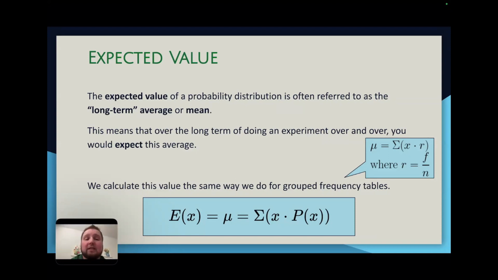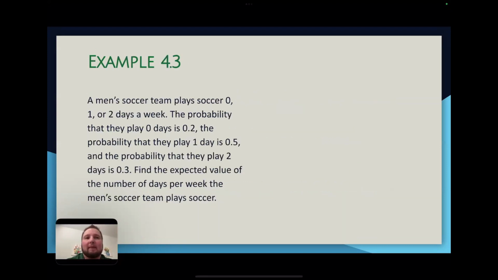The only difference is if you do this for a probability distribution, you'll notice that the TI-84 will only give you a population standard deviation. The calculator recognizes that it's a probability distribution, and so it's a population value instead of a sample value. We're going to go ahead and do an example so you can see how to calculate the expected value, and then we'll talk about standard deviation.